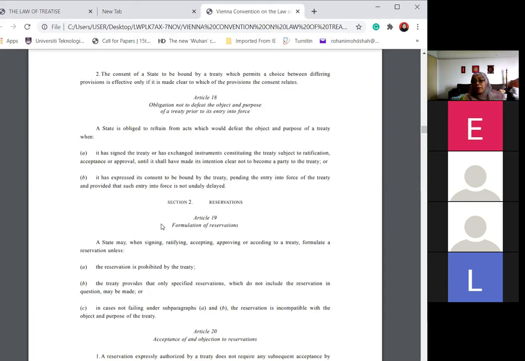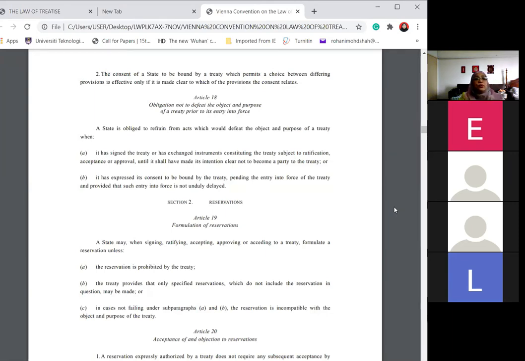I'll give you an example in the case of Gabčíkovo-Nagymaros. In that situation, the treaty they signed, the objective is to make sure that the flow of water from the river will be equally distributed between the two countries, Czechoslovakia and Hungary. What is the name of the case? Gabčíkovo-Nagymaros. All right.